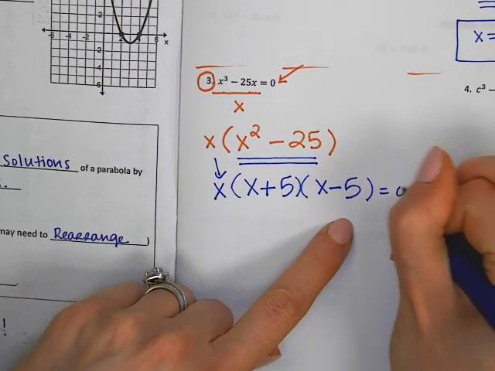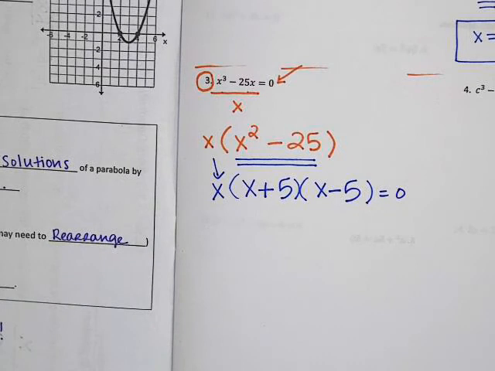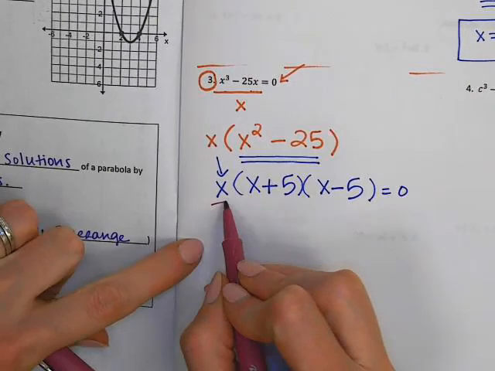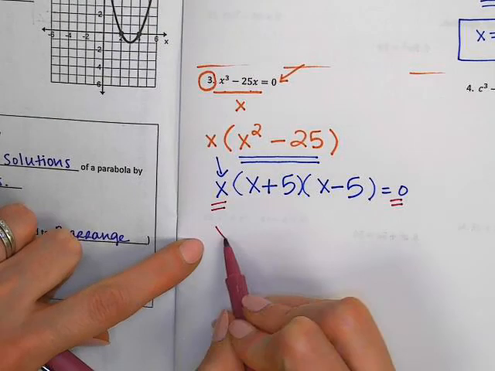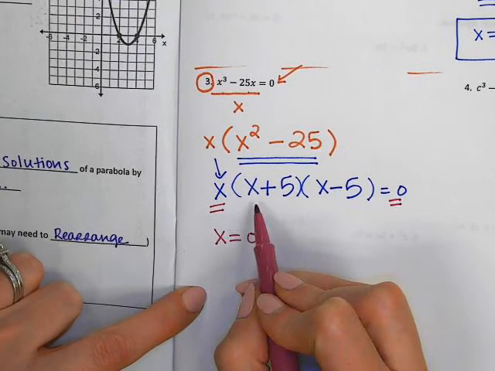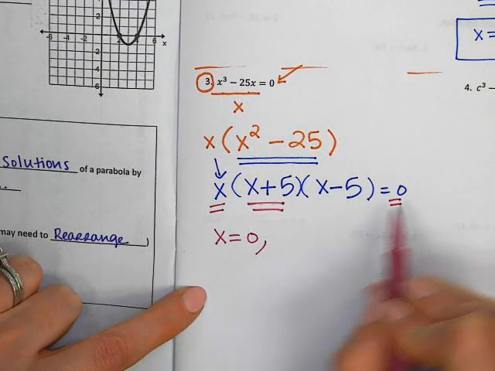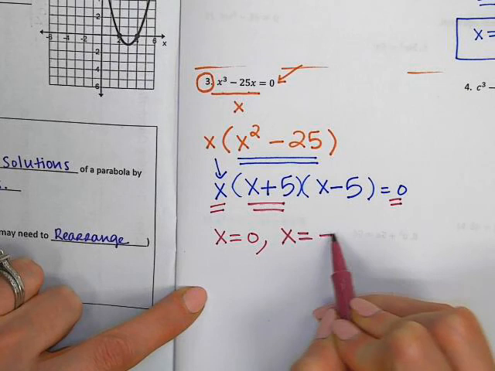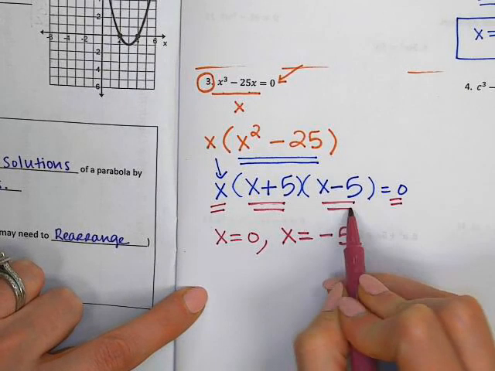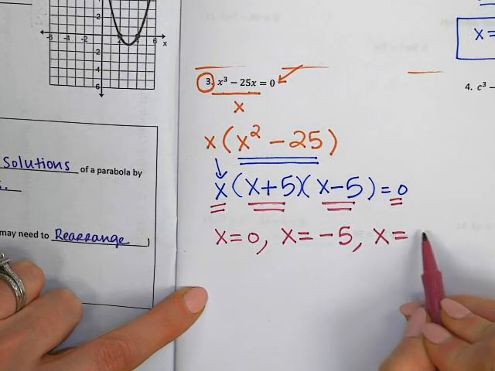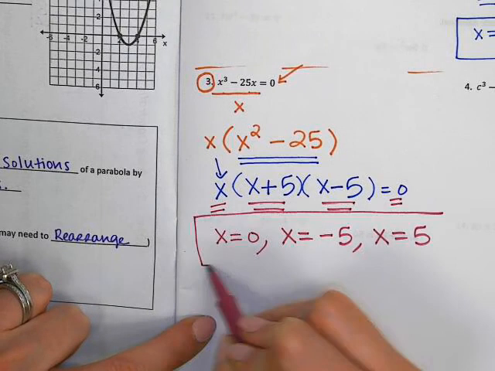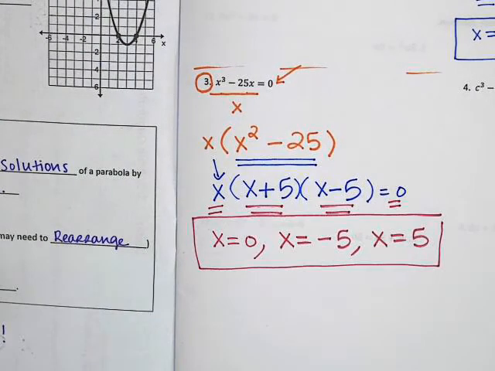Okay, and now we're ready to solve. The first one will just be x equals 0, right? X equals 0. This one we will subtract 5, so the answer is negative 5. And this one we will add 5 to solve, so the answer is positive 5. So I just wanted to review the difference of two squares.